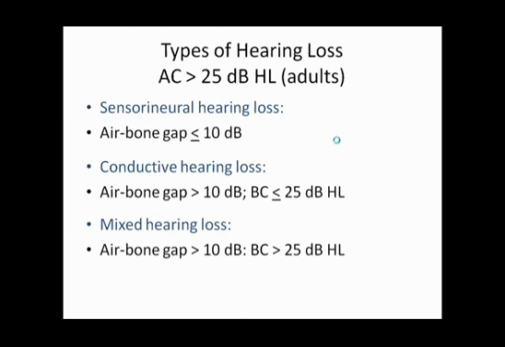Okay, the types of hearing loss, again, are determined by the bone conduction thresholds and the air conduction thresholds. Sensory neural hearing loss means that we have an air-bone gap less than or equal to 10 dB, and the air conduction thresholds are poorer than 25 dB HL. Conductive hearing loss means that we have an air-bone gap greater than 10 dB, or you could say 15 dB or higher, and the bone conduction thresholds are less than or equal to 25 dB, and the air conduction threshold is greater than 25 dB HL.